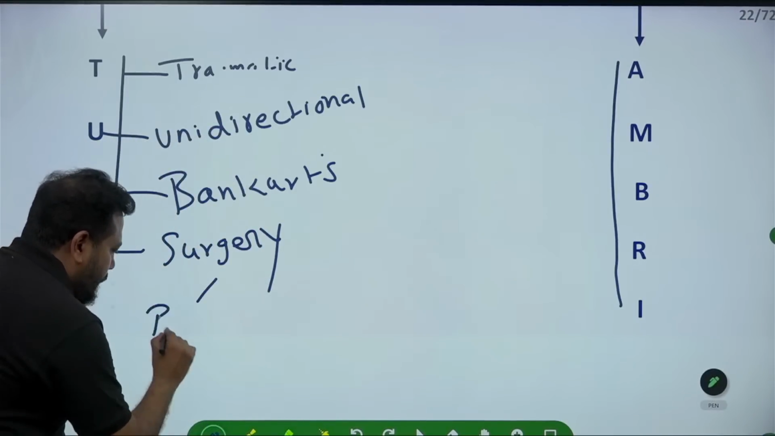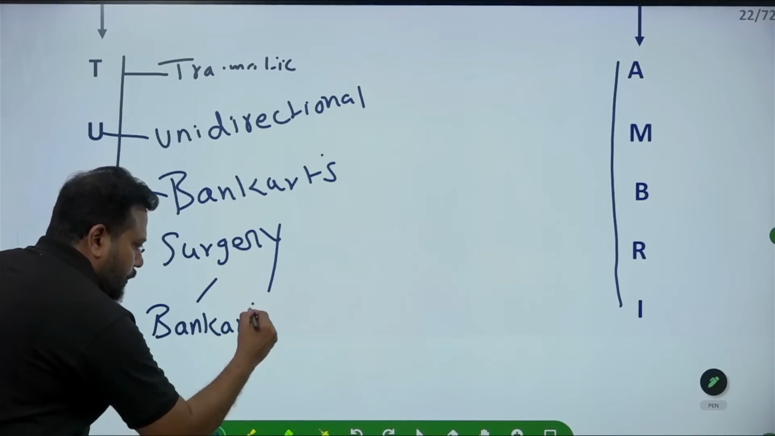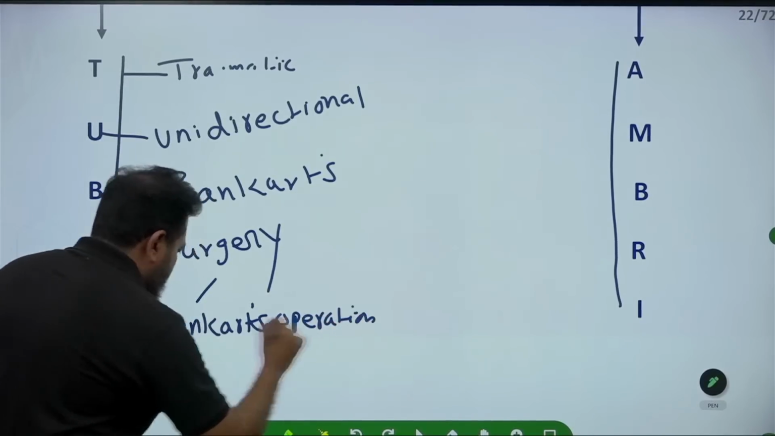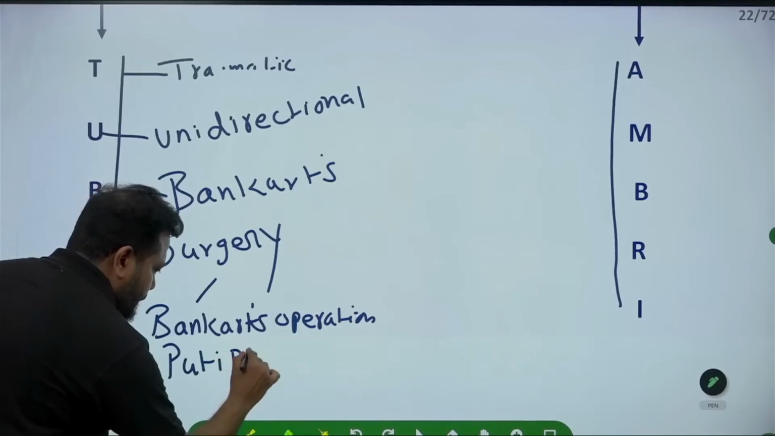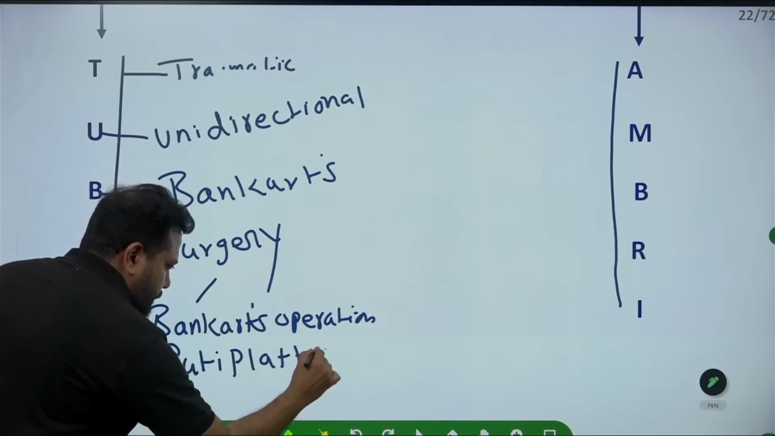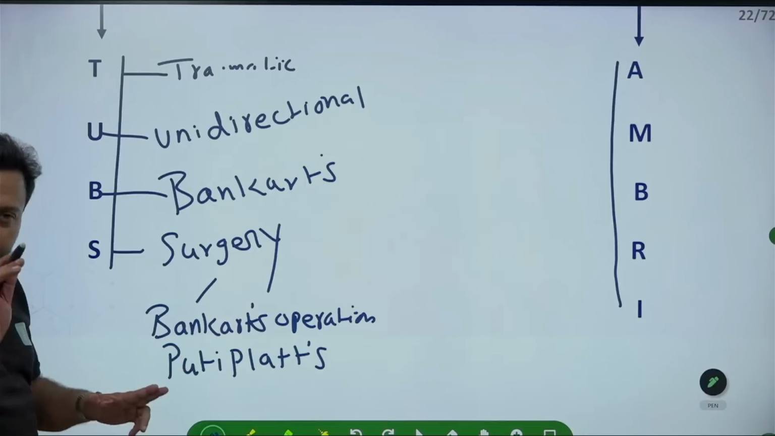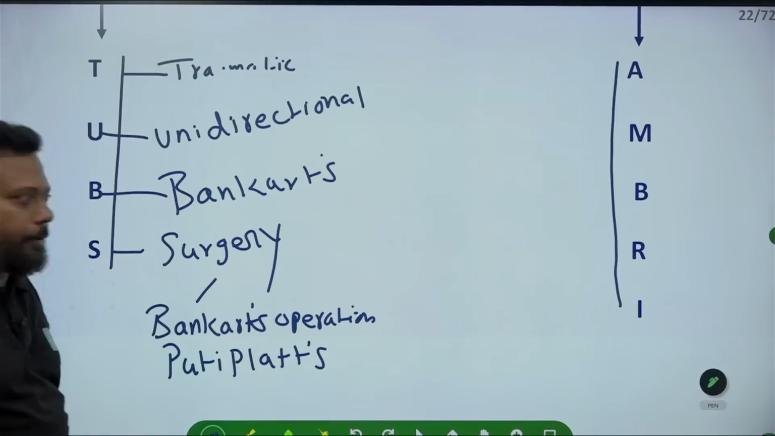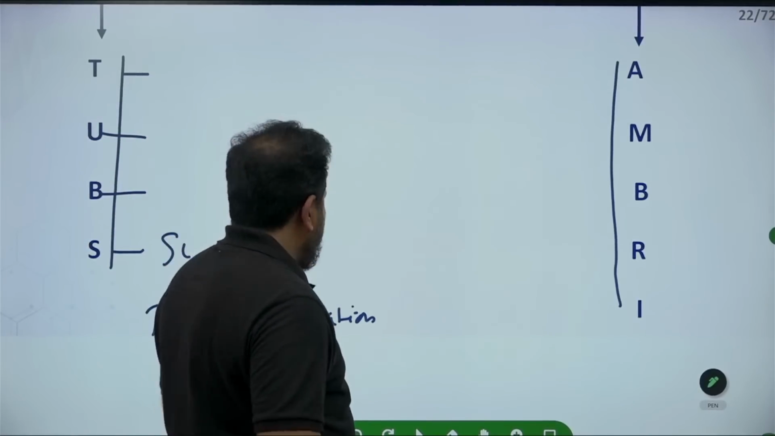Bankart's operation, Putti-Platt operation. Bankart's and Putti-Platt's. At least these 2 names, it's enough. That is the treatment of choice if it is TUBS type. The exact opposite to that is AMBRI.